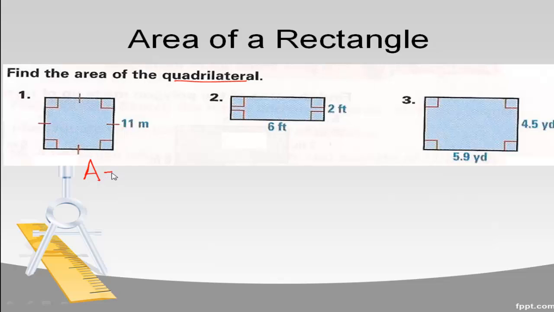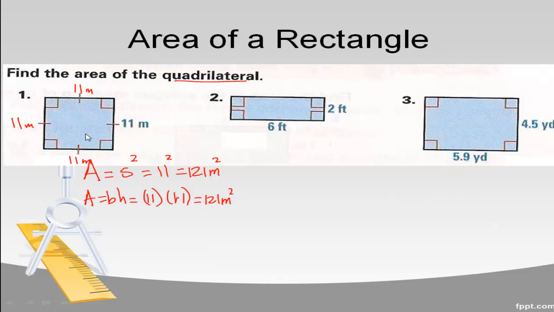And the area for a square, you can use s squared, which would give you 11 squared, which is 121 squared meters. You can also use base times height, because you would get 11 as your base and 11 as your height, and you get the same thing. Because if this is 11, then this is also 11, and all the way around, all of it is 11. And also, a square is a rectangle, so the formula for the area of a square is the same as the area for a rectangle. Either way, you'll get the same thing.